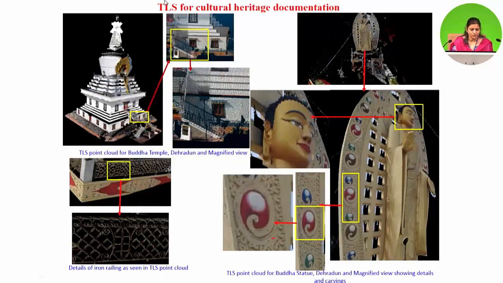We have tried to use it for cultural heritage documentation also. So this was a Buddha temple and Buddha statue in Dehradun itself. You can see we have tried to scan it using a terrestrial laser scanner. A very detailed view is obtained through the terrestrial laser scanner. The details of the iron railing also are seen here. The carving details, everything is coming out so nicely with terrestrial laser scanning.